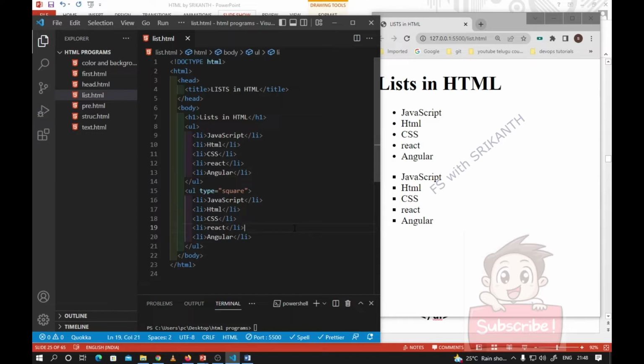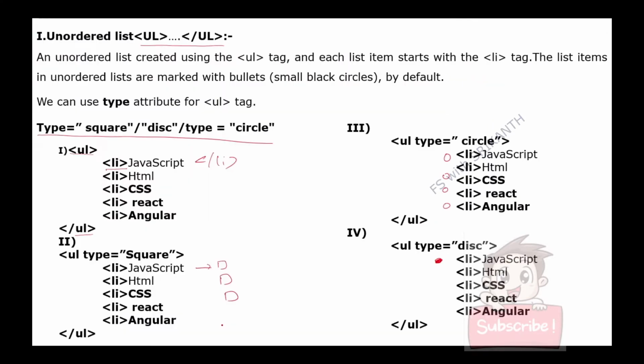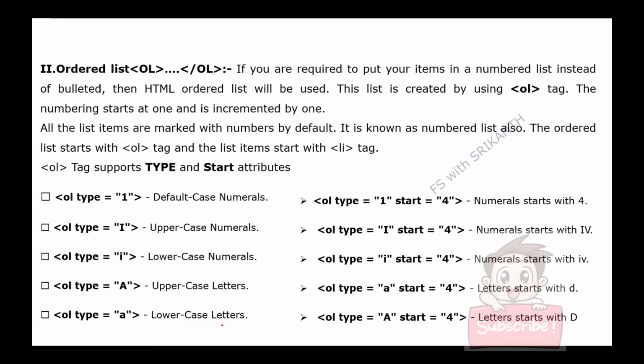This is an unordered list. What is meant by an ordered list? Just observe, an ordered list means that content is represented in numerical format. Content is represented in numerical form. By default, the ordered list prints with 1, 2, 3. This way it will be printed.